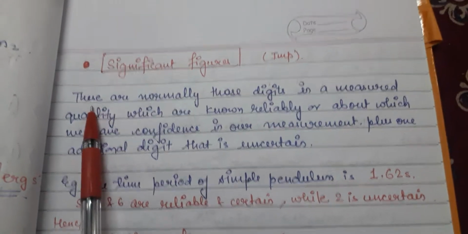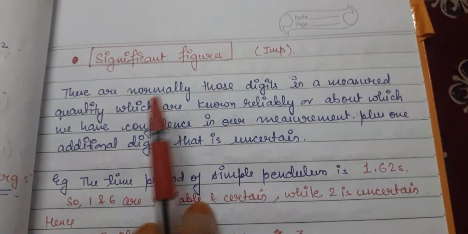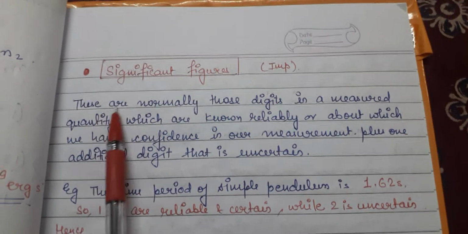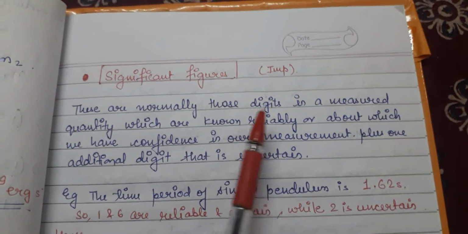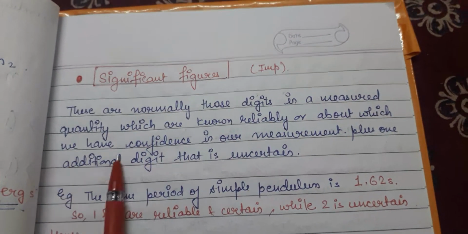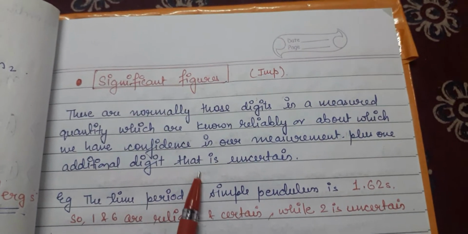Okay. So before going to the examples and before going to the rules, let us first find out what significant figures are. These are normally those digits in a measured quantity which are known reliably or about which we have confidence in our measurement, plus one additional digit that is uncertain.